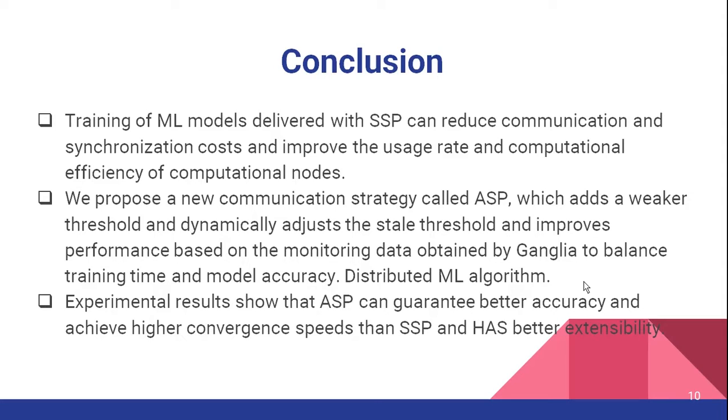The distributed ML algorithm and experimental results show that ASP can guarantee better accuracy, achieve higher convergence speed than SSP, and has better extensibility.